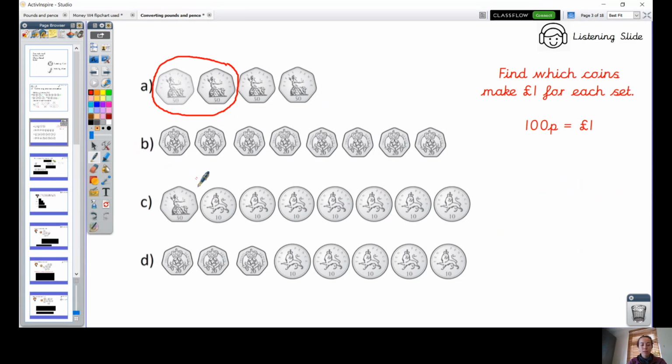I'm going to count in 20s to help me. 20, 40, 60, 80, 100. So I can see that 5 20 pences make a pound. Now set C, we've got a 50p, and then we've got some 10p coins. What coins would make just £1? Have a think.